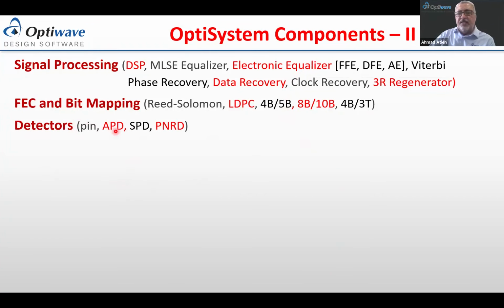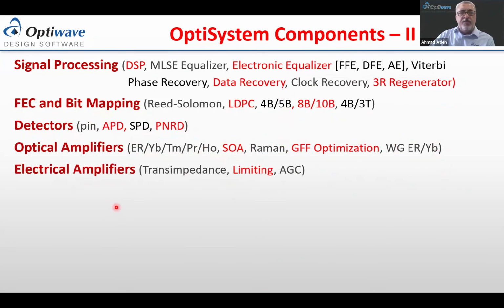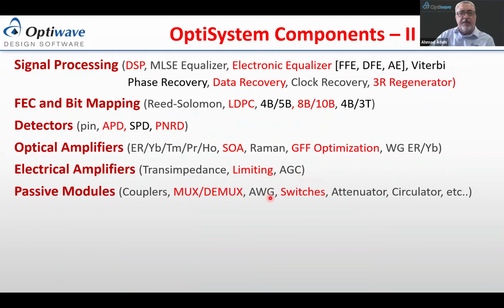Detectors, we have PIN detectors, APDs, SPDs, single photon detectors, or photon number resolving detectors. There is a wide range of doped fiber materials like erbium, ytterbium, thulium, praseodymium, holmium, as well as gain blocks, which can be designed using semiconductor amplifiers or Raman amplifiers, as well as waveguide amplifiers. Electrical amplifiers, we support transimpedance amplifiers, linear regime or nonlinear regime, as well as automatic gain control and limiting amplifiers. Passive modules, any components you could think of are available in OptiSystem, from couplers, muxes, to array waveguides.